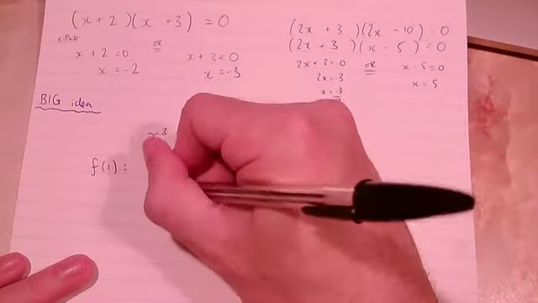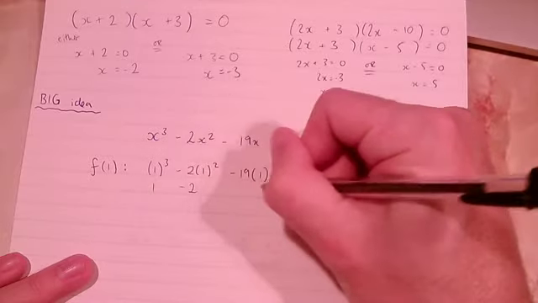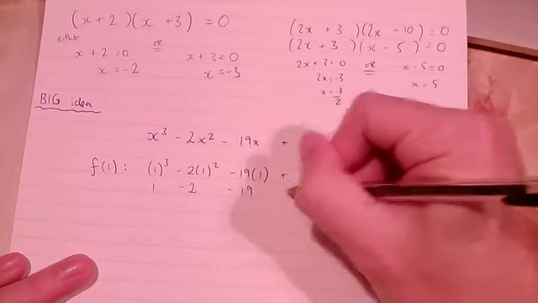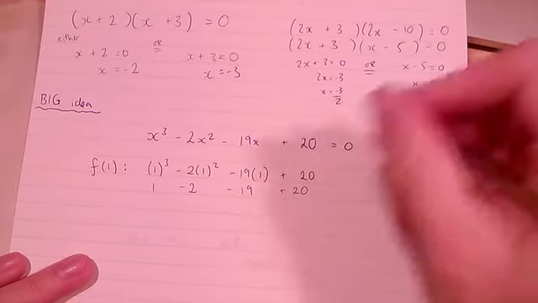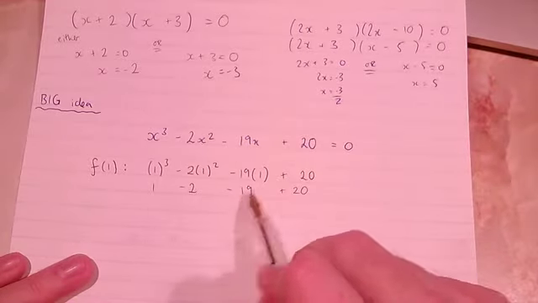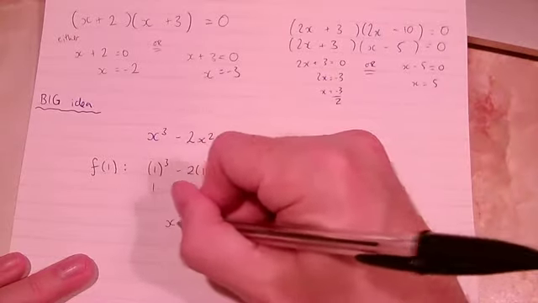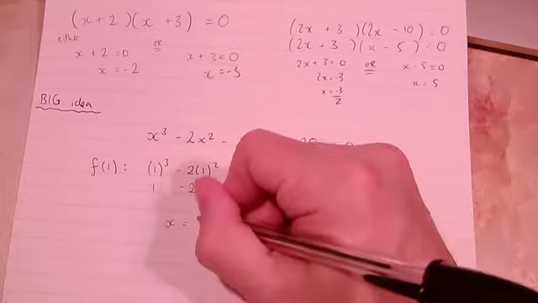So 1 cubed would just be 1, minus 2 times 1 squared would be minus 2, minus 19 times 1 would be minus 19, plus 20. So if I look at that, I get 1 minus 2 is minus 1, minus 19 is minus 20, plus 20 equals 0. So I know that one of my solutions is x equals 1.